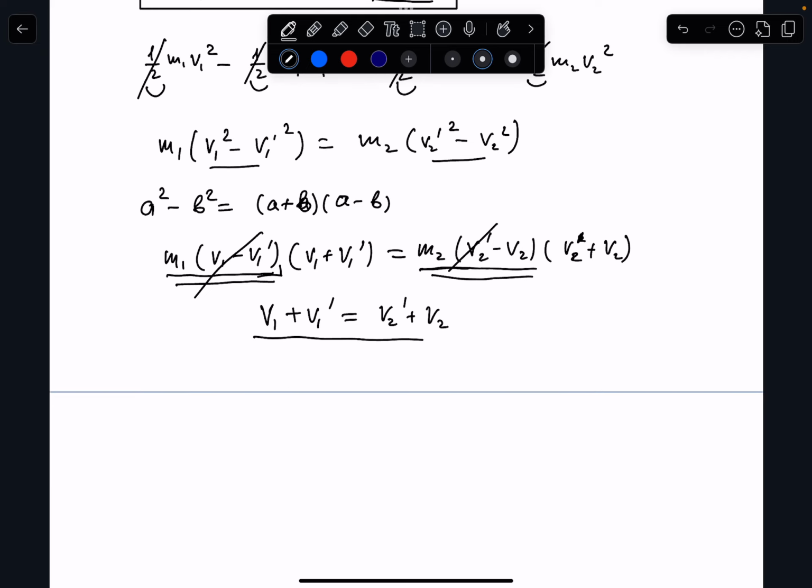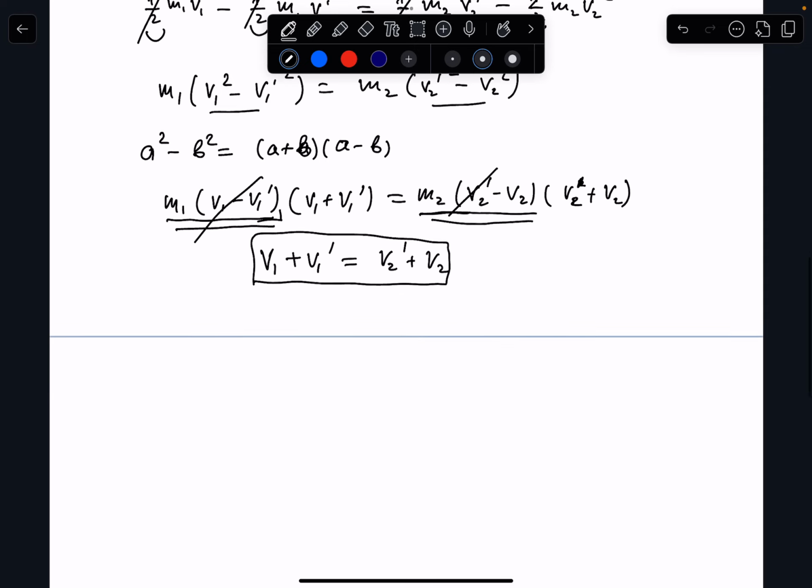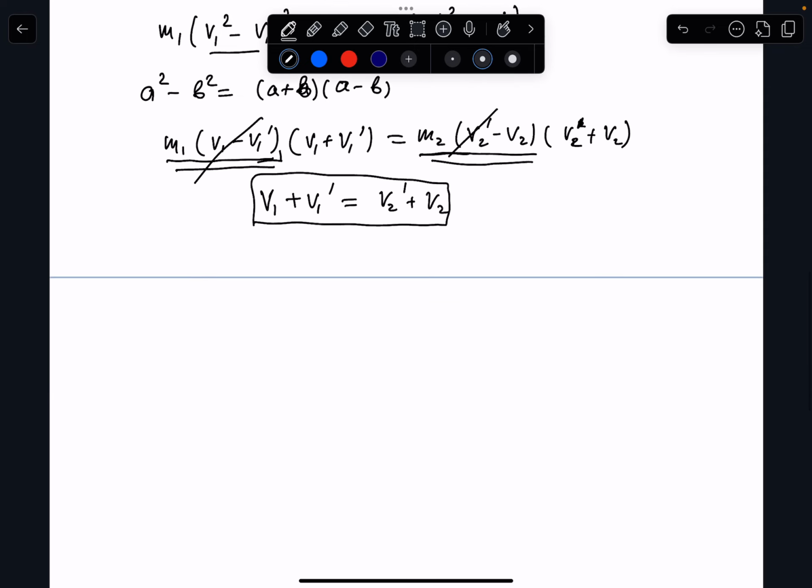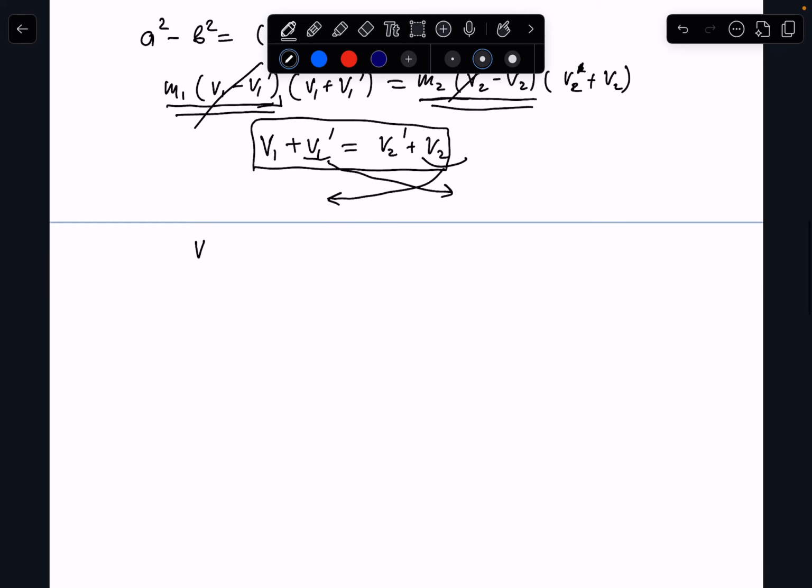We have this beautiful and elegant equation, but let's make it something meaningful. Let's take this v2 to the left hand side and the primes to the other side, and then it becomes v1 minus v2 equals v2 prime minus v1 prime, or v1 minus v2 equals minus (v1 prime minus v2 prime).